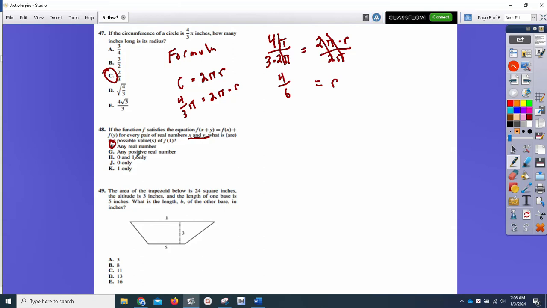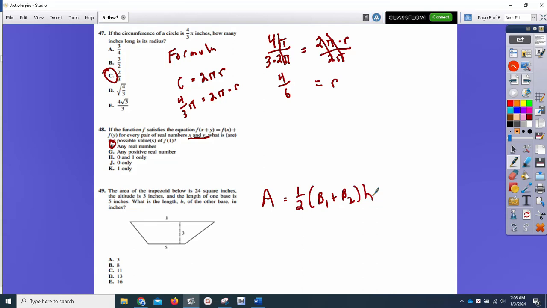The area of a trapezoid below is 24 square inches. The altitude is 3 inches, and the length of one base is 5. What is the length B of the other base in inches? So the area of a trapezoid, which I've tried to get some of y'all to memorize, is 1/2 base 1 plus base 2 times height. Seems like Chris Mann was always complaining about me making them memorize this formula, and then it was on the ACT. That's why I ask you guys to memorize this thing.